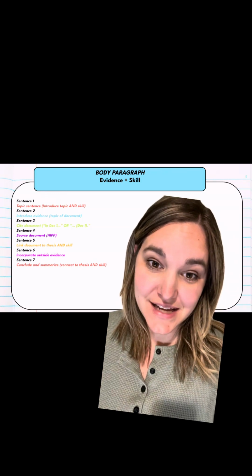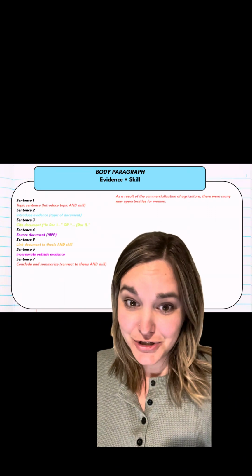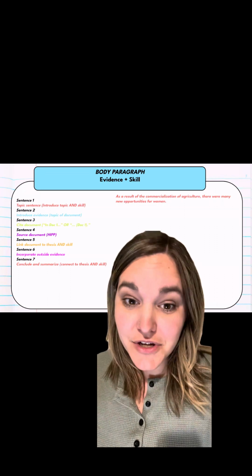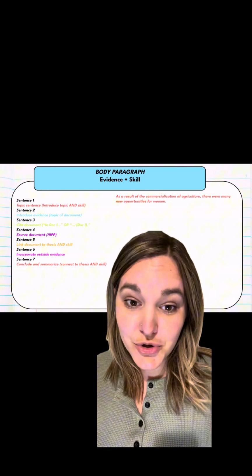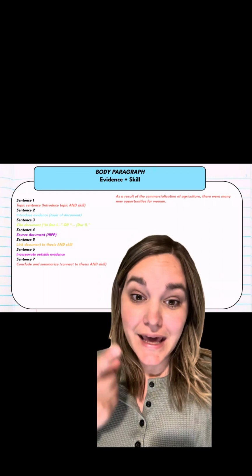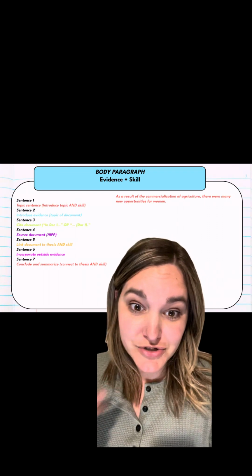So your topic sentence doesn't need to be genius. All you need to do is address the topic and the skill. So, as a result of the commercialization of agriculture, there were new opportunities for women. Easy peasy. You're talking about new opportunities for women and you're saying that it was new. There's a change.